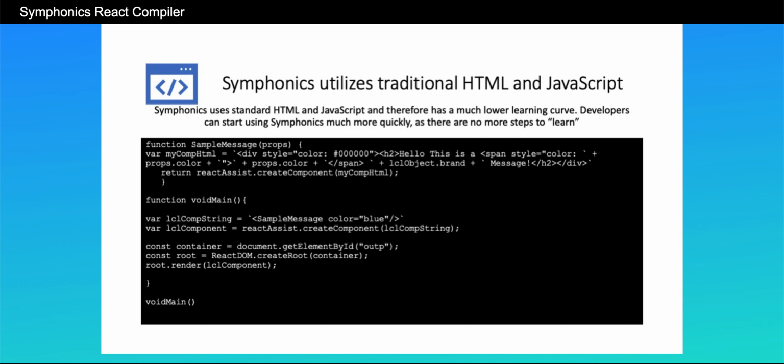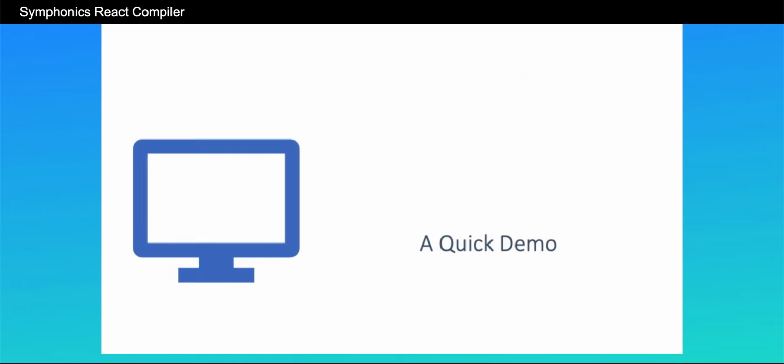Here we have the support for strings. You turn your component into a string, and then you process it through a method in the React Assist system, and that creates the component, and the component functions identically to the one created by Babel. I'm going to give you a quick demo here.